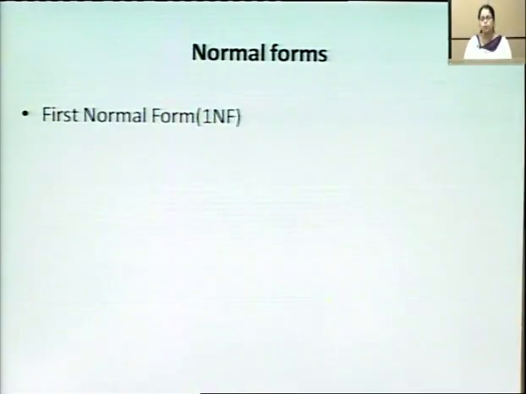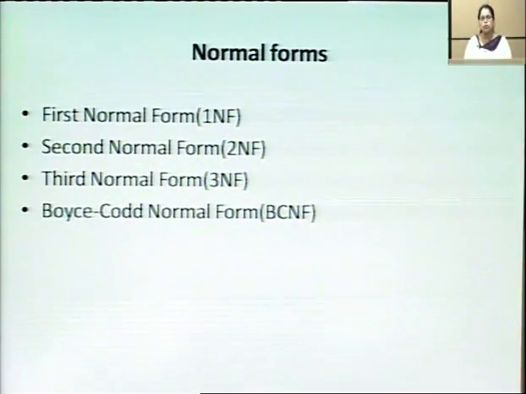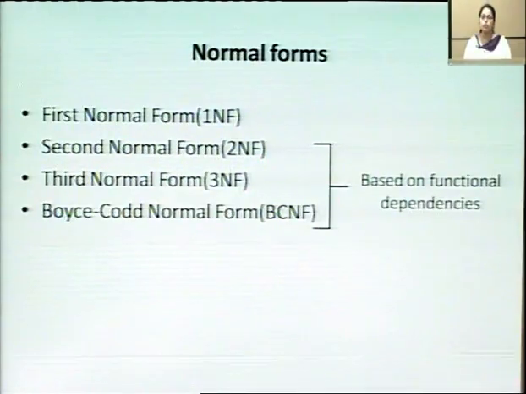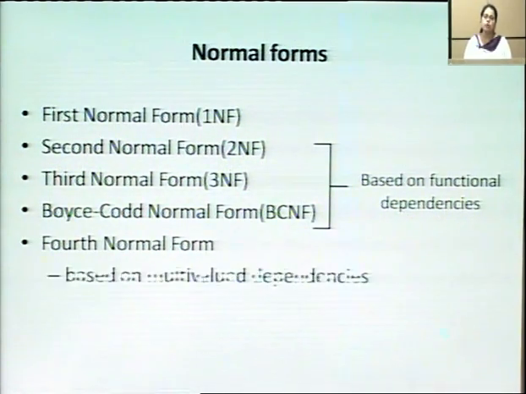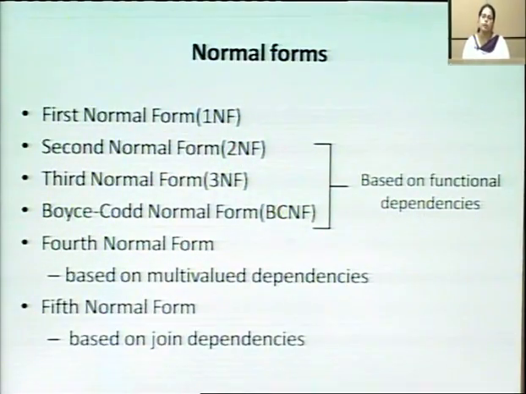Various normal forms are given by Codd: first normal form, second normal form, third normal form, Boyce-Codd normal form. The second, third and Boyce-Codd normal forms are based on functional dependencies. Fourth normal form is based on multi-valued dependencies. Fifth normal form is based on join dependencies. So these are the 5 normal forms which we will discuss in the next lecture.